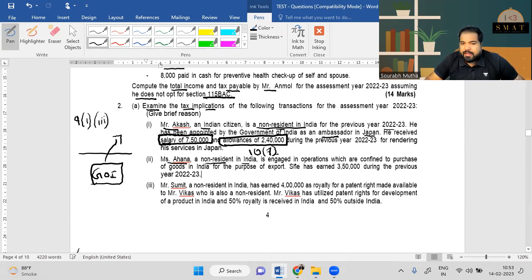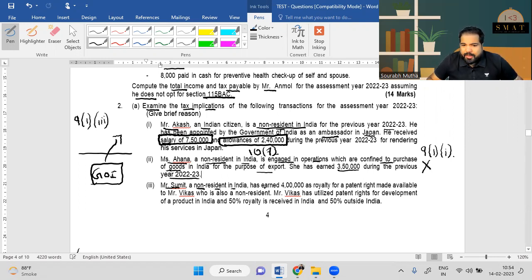Anna is a non-resident in India, is engaged in the operations which are confined to purchase of goods for the purpose of export. She has earned 3,50,000 during the year. Guys, if you're having a business connection in India, India can tax you. But the concept of business connection, section 9(1)(i) says that the activity of purchase and export only is not considered as business connection. So all those people who are abroad, who just buy from India and they sell abroad, some spare parts, some things, etc. Example, Tommy Hilfiger, they buy buttons from India. All these activities will not make Tommy Hilfiger pay their tax in India because of this one activity. So this is not taxable because it's an exception to section 9(1)(i).